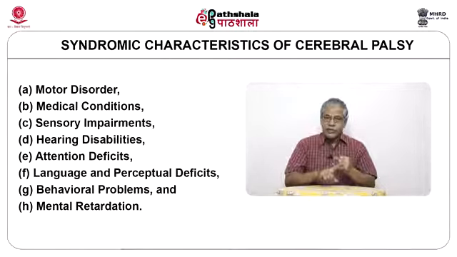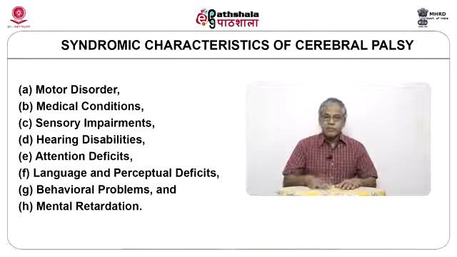The motor disorders of cerebral palsy are often accompanied by disturbances of sensation, cognition, communication, perception, behavior, and by seizure disorders. Cerebral palsy is a syndrome indicating a combination of visible characteristics such as motor disorder, medical conditions, sensory impairments, hearing disabilities, attention deficits, language and perceptual deficits, behavioral problems, and mental retardation.